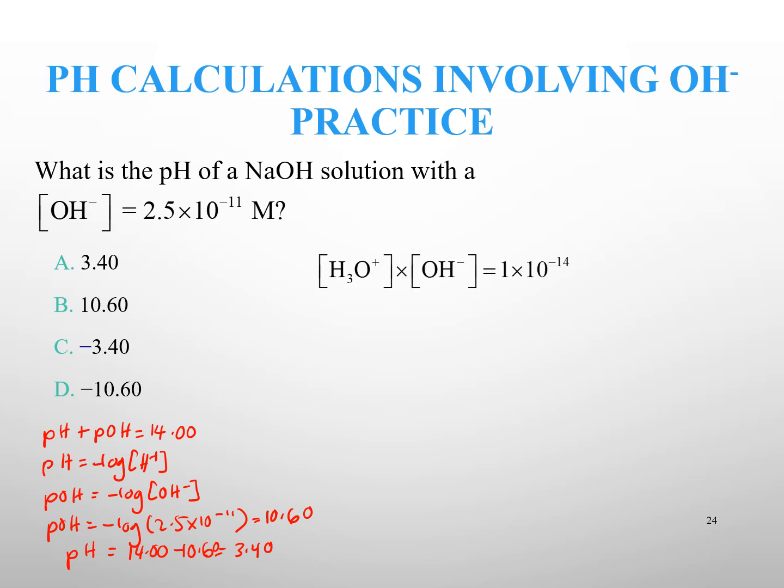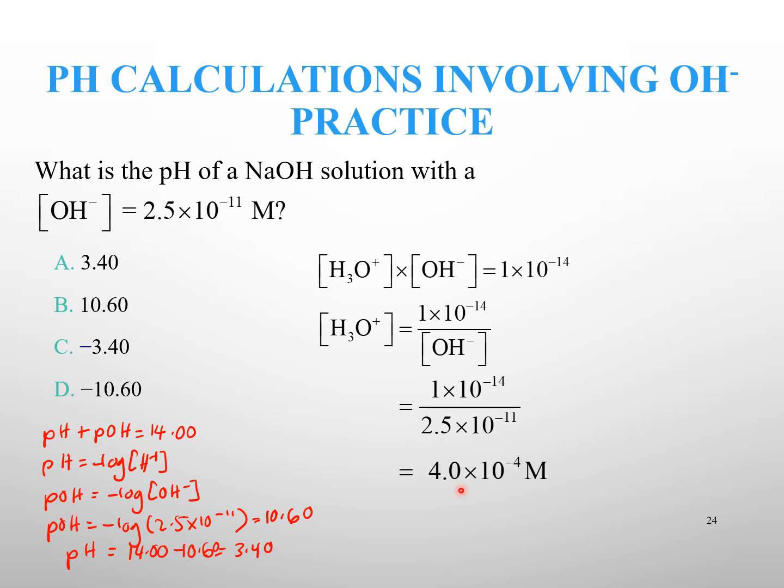Another way, you have to remember that H plus hydronium ion times OH minus equals 1 times 10 to the minus 14. If you know the concentration of hydroxide, plug that number in here on the bottom, and you get 1 times 10 to the minus 14, which is the product of these two, divided by 2.5 times 10 to the minus 11. You get hydrogen ion concentration as 4.0 times 10 to the minus 4. And then pH is minus log of 4.0 times 10 to the minus 4. You get 3.4, the same answer as what I showed you in red.